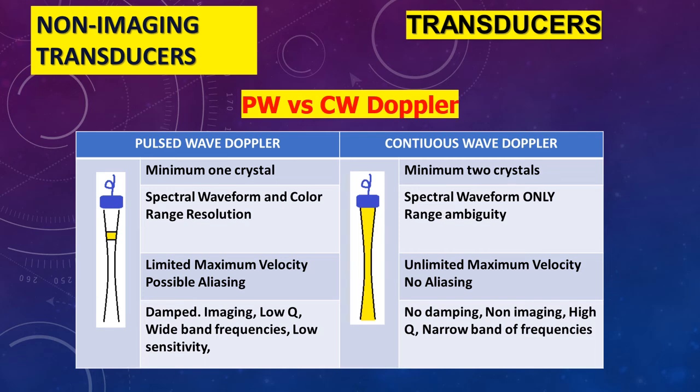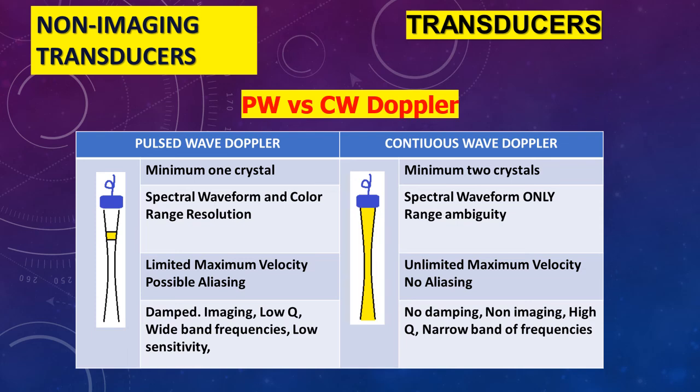It has a limited maximum velocity, which is the aliasing. Beyond this, I will get aliasing. This pulse wave probe, as we mentioned earlier, is an imaging transducer. It's damped, and that's why it has a low Q. It has a wide band of frequencies, low sensitivity, all the drawbacks that come with the damping of the transducer.